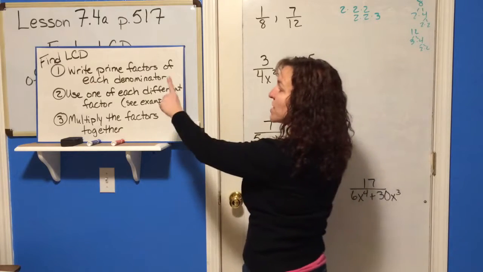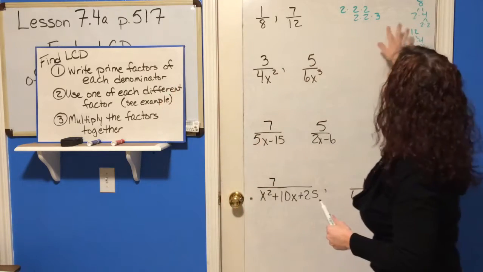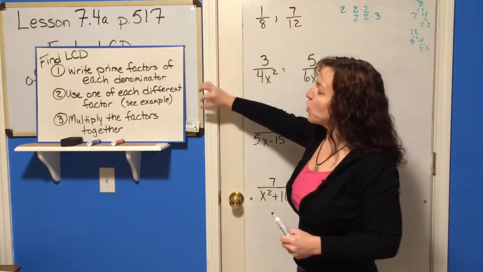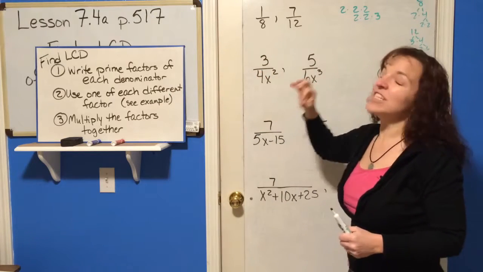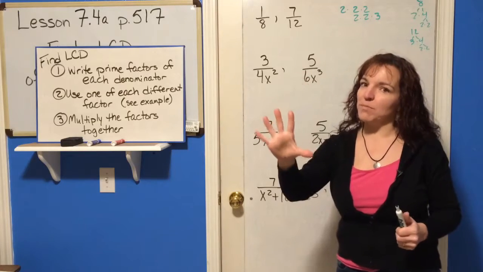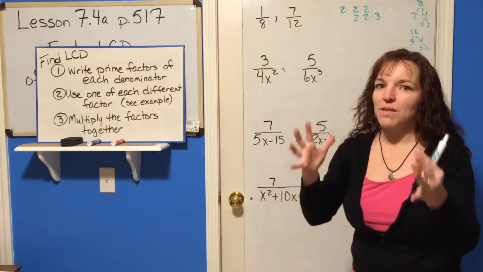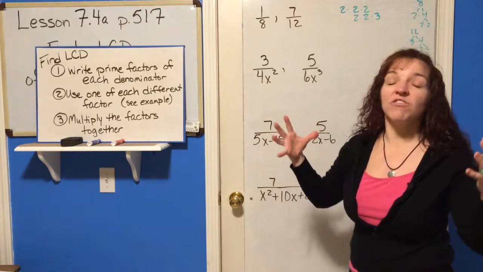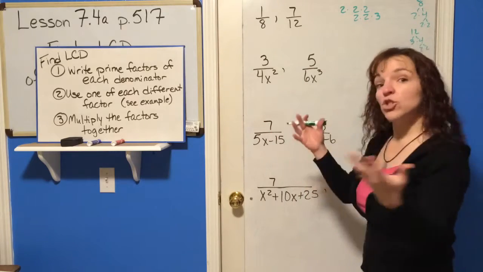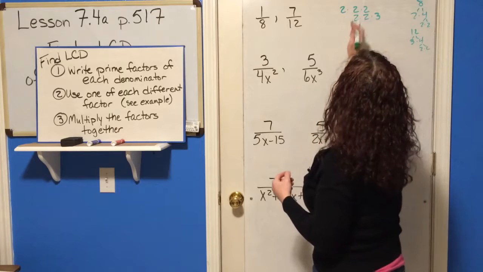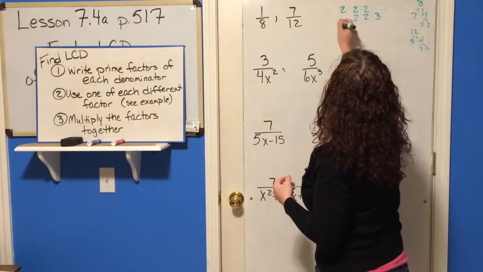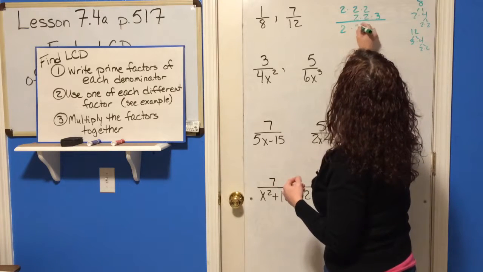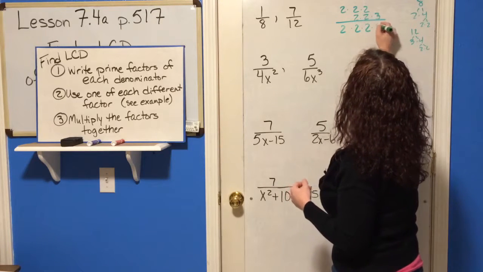Now for step 2, so that's step 1, write the prime factors of each denominator. Now, number 2, we're going to use one of each different factor. Now, that's different from what we did before. Before, we only took the ones that match. For the least common denominator, we have to have one of every factor involved, but we don't have to duplicate them. So that's why we matched them up. So what we're going to do is this. We're going to take a 2 from this column, a 2, another 2, and now a 3.